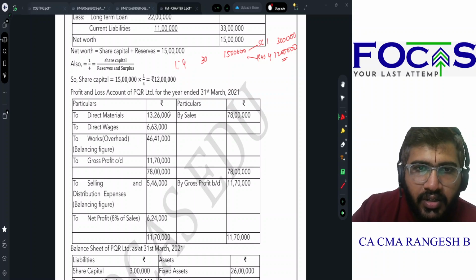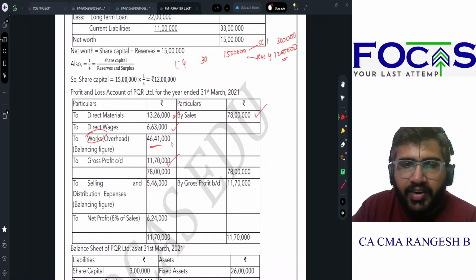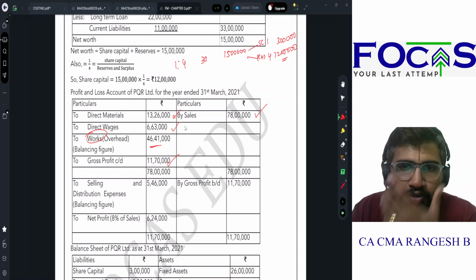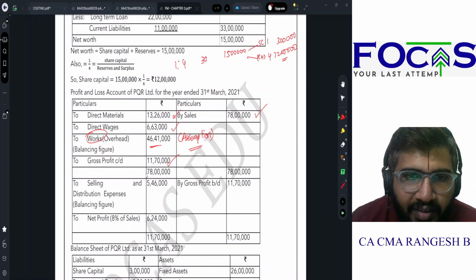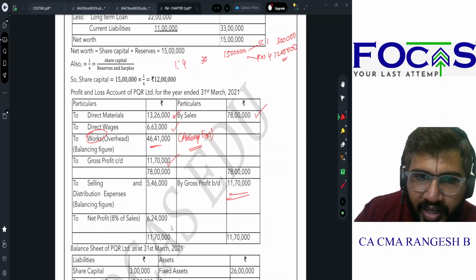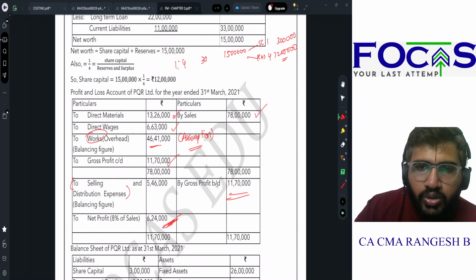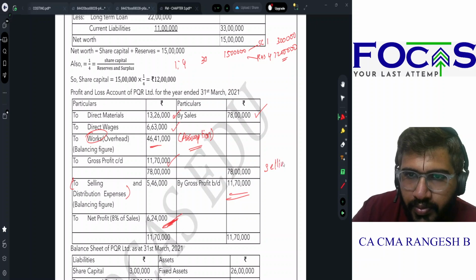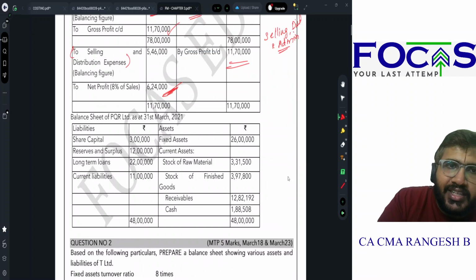Let us prepare the statement: sales 78 lakhs, GP 11,70,000. Direct material is known, direct wages are known, and the remaining factory overhead we have to assume ourselves. There is no other option. So 46,41,000 is an assumption and a balancing figure. So GP is 11,70,000. From GP 11,70,000, I have 6,24,000 NP. So this is selling and distribution expenses. You can also write selling, distribution and admin expenses, all three together 5,46,000. So my net profit is 6,24,000.